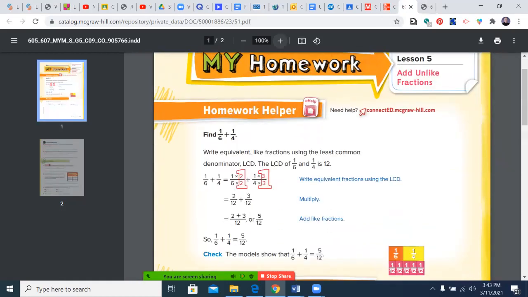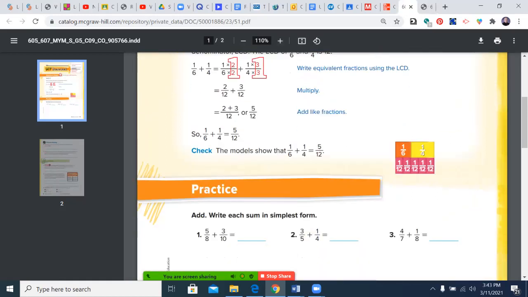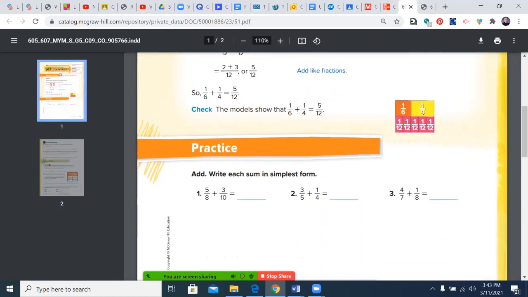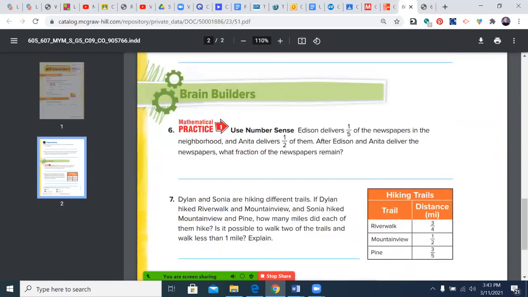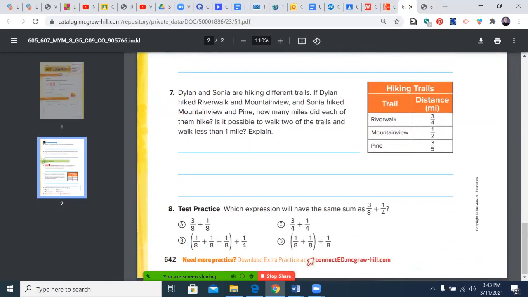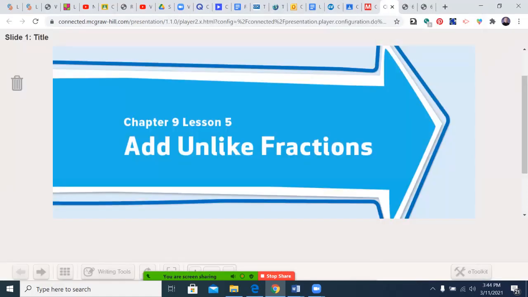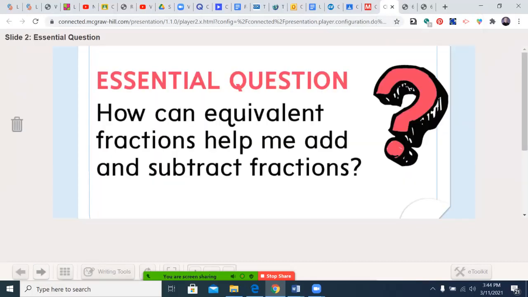Today's assignment is going to be much like lesson 4, except now you're not required to use the fraction tiles. You will find common denominators and then go back to our adding rules. You can see that there's a chart and some test practice. Our essential question for chapter 9 is, how can equivalent fractions help me add and subtract fractions?